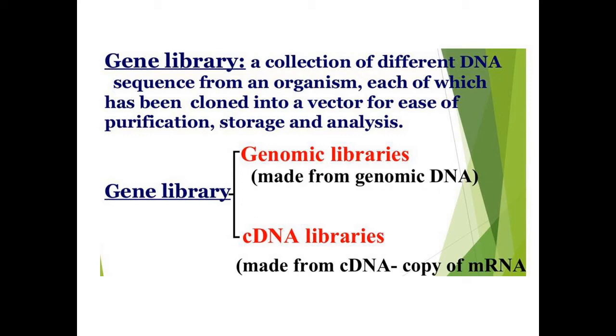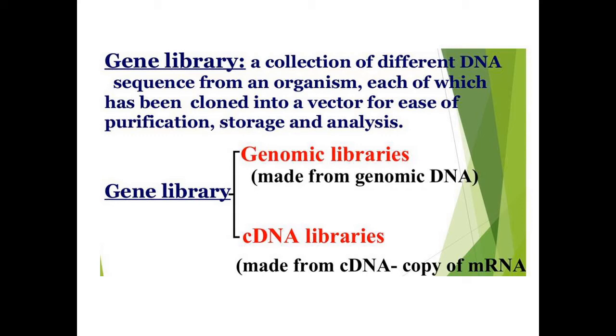We'll be discussing gene libraries. What is a gene library? A gene library is a collection of different DNA sequences from an organism, each of which has been cloned into a vector for ease of purification, storage, and analysis. The gene library can be of two types. It can be either a genomic library or a cDNA library.